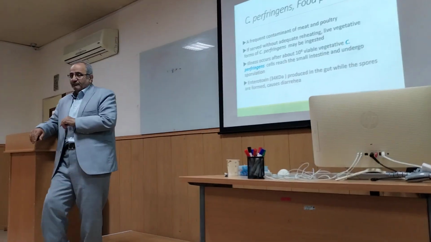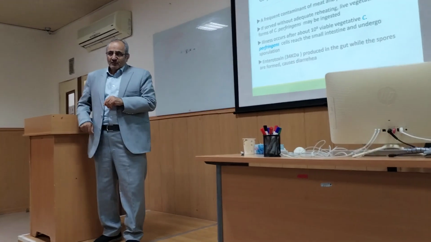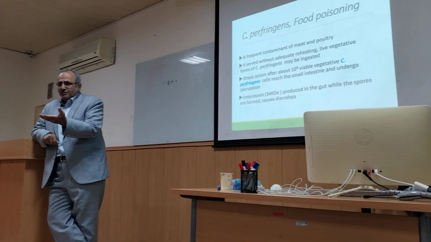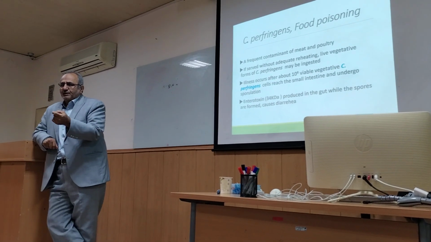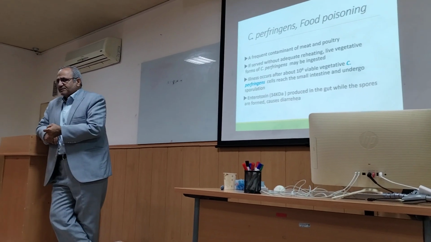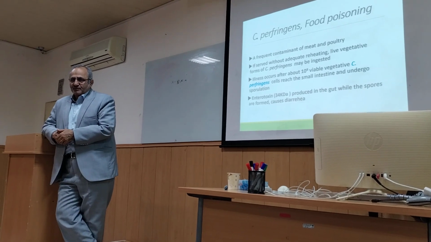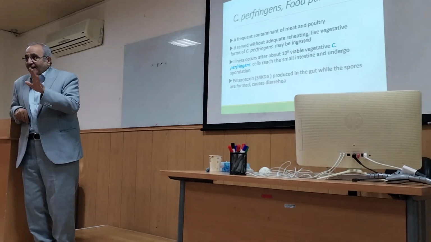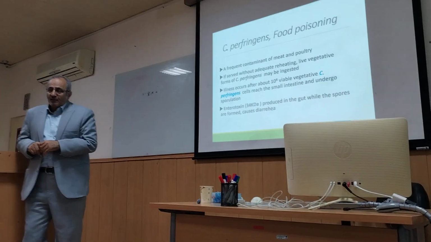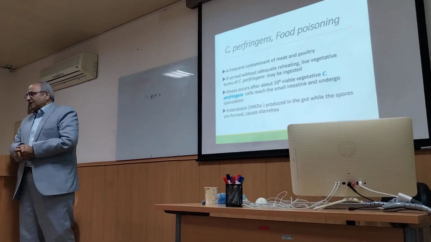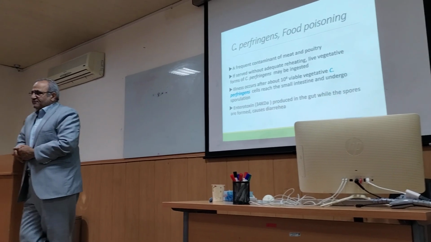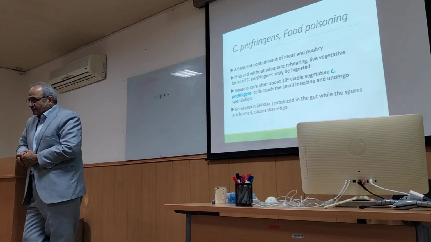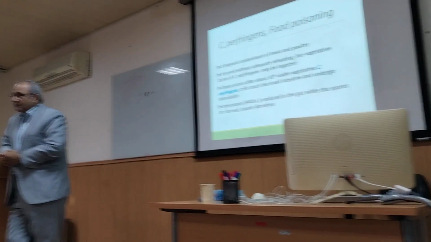How can I count? You can make dilutions and plate them, so you can find out how many bacilli are present in 1 gram of this. So you make dilutions and then culture in anaerobic conditions. You should know that the generation time of this organism is very short. What is generation time? Very short.